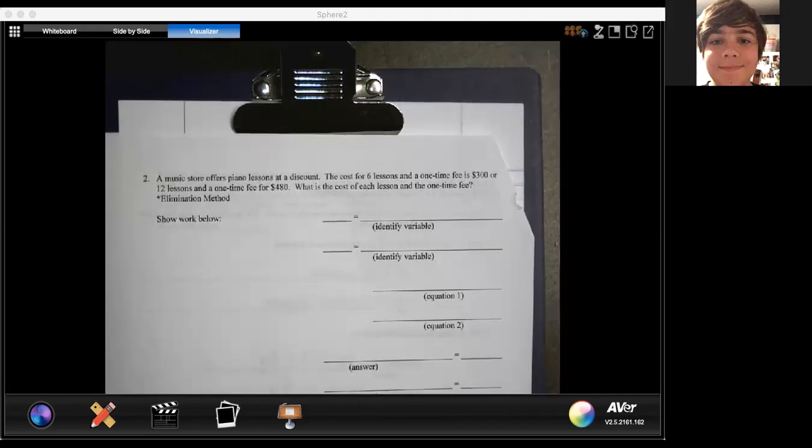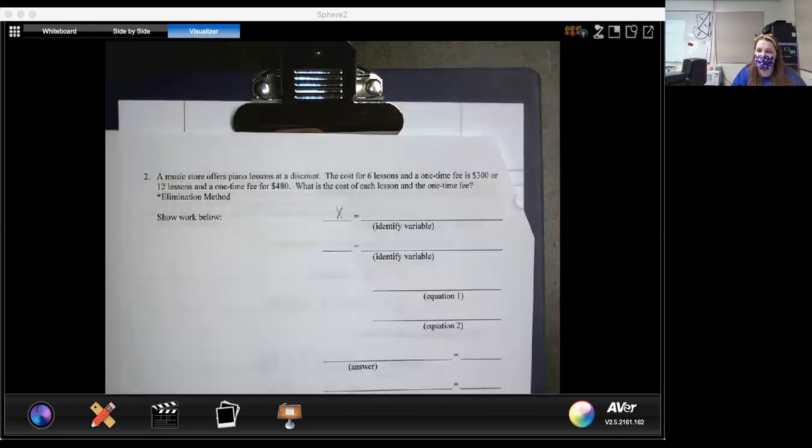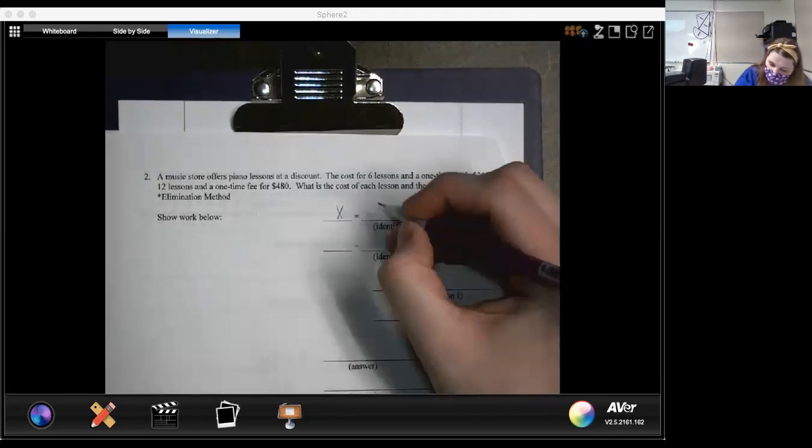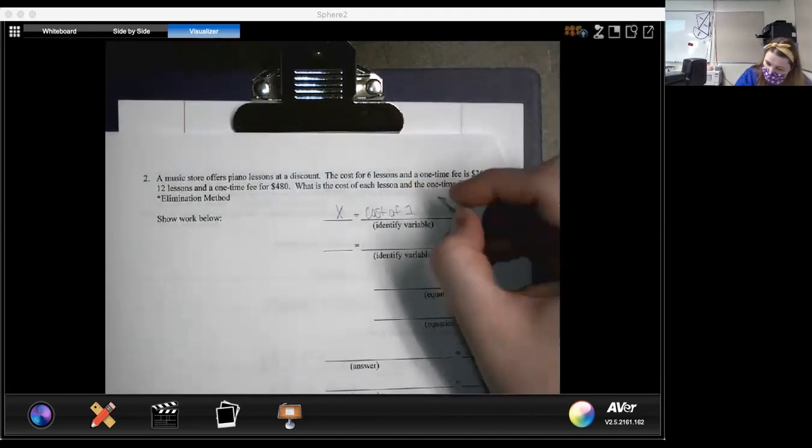How about just the usual X and Y? X and Y sounds great too. You don't have to be fancy. You can always just do X and Y the whole way through as well. All right, so X is going to be the cost of one piano lesson.